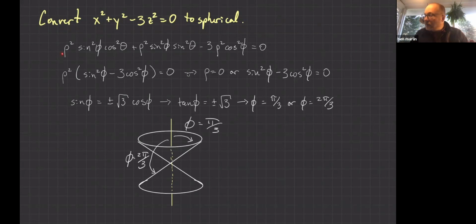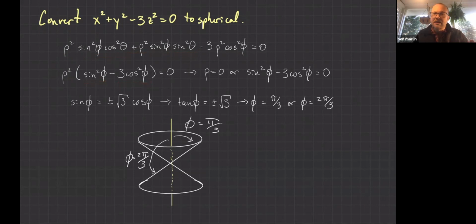So anyway, if you just go ahead and substitute here, you end up with a big mess. Rho squared sine squared phi cosine squared theta, plus rho squared sine squared phi sine squared theta, minus 3 rho squared cosine squared phi. But if you notice, you can factor a rho squared out of the whole mess. And this piece here has a common factor of sine squared phi, and then cosine squared plus sine squared is 1. So that's the reason why this turns into sine squared phi minus 3 cosine squared phi.